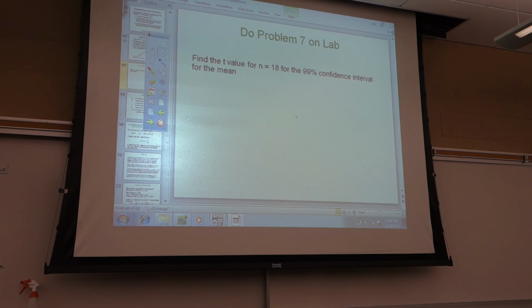All right, problem 7 on lab. Find the t-value for n is 18 for a 99% confidence interval. Do it.